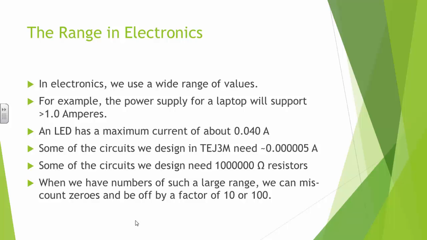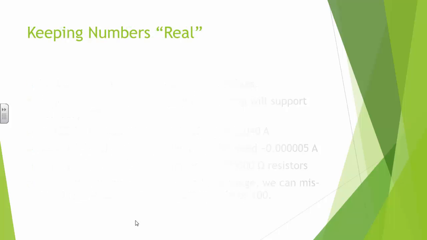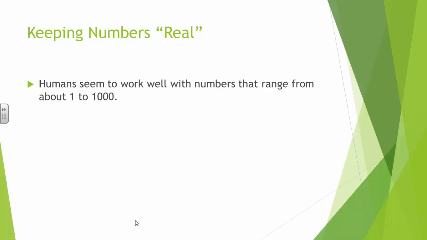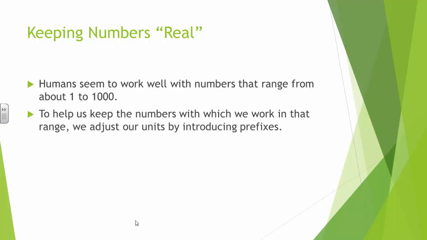And when we do this, we can be tempted to simply start adding zeros. But if you notice, when you were looking at those numbers, you probably started counting zeros to try to figure out what those numbers were. In fact, we can easily make mistakes when we count those zeros. Humans work well with numbers that range from about 1 to about 1,000. That's the way our brains work. And so we tend to want to keep the numbers we work with in that range.